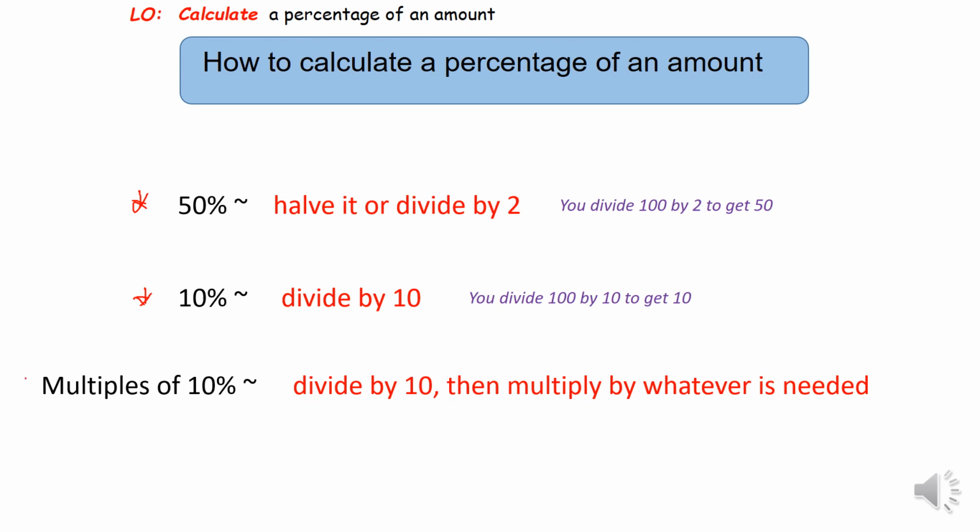And this last one, to find multiples of 10, this is the hardest one we've done today. First we divide by 10 to find 10%, and then we multiply to get whatever we need. So if we needed 40%, you'd multiply by 4. If you needed 60%, you'd times by 6. So you work out 10% first, and then multiply after to work out multiples of 10%.